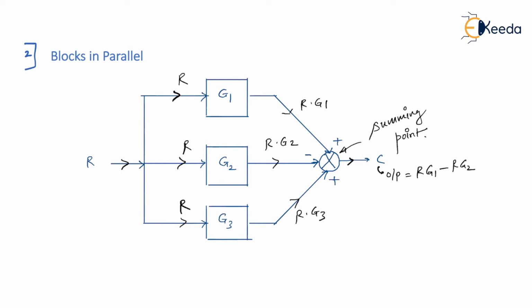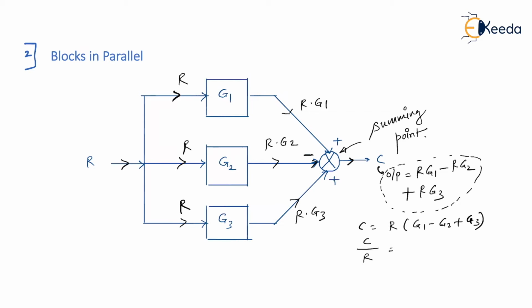The reason why I'm saying minus is because, as you can see, there is a negative sign while addition, right? Plus RG3. So this is the overall output, am I right? So now I can write C equal to, I'll take R common. What remains inside is G1 minus G2 plus G3. Or I can say now C by R, which is nothing but the overall transfer function, G1 minus G2 plus G3. Then can I say that this C upon R is called the overall transfer function.